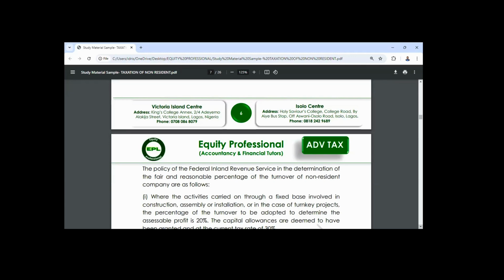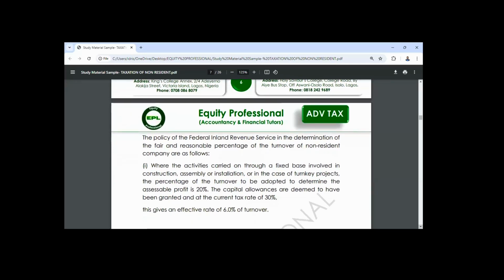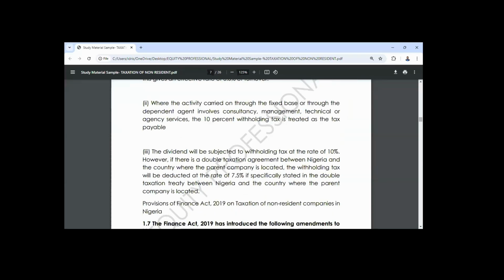And when we get the assessable profit, they will pay only company income tax of 30%. They will not pay education tax. They will pay 30% of the assessable profit. You know, the assessable profit is 20% of their turnover. Once we get that, in my example, 20% of 3 million is 600,000. For us to tax them, the company income tax that they will pay is 30% of 600,000. That is turnover assessment.